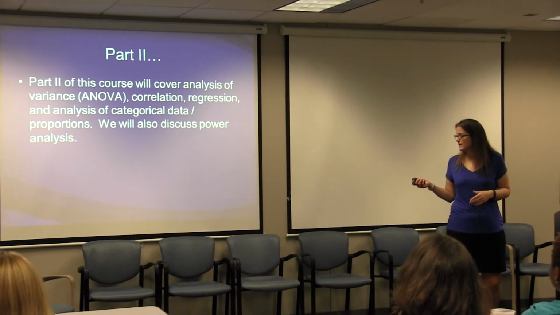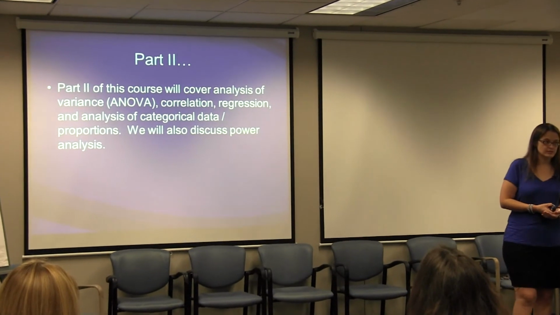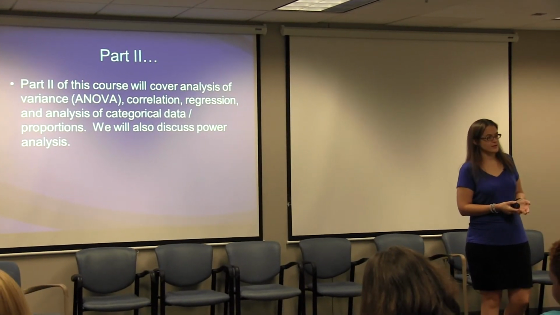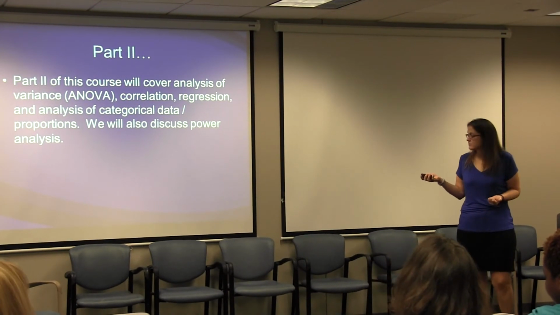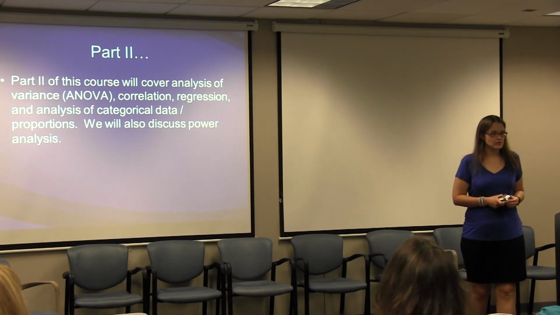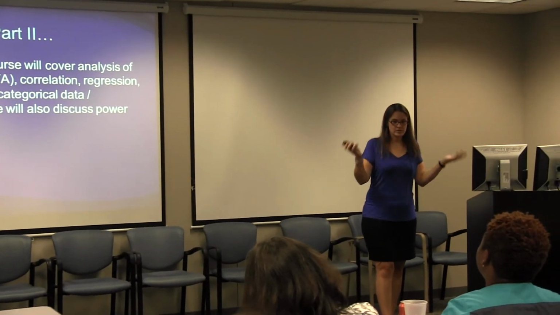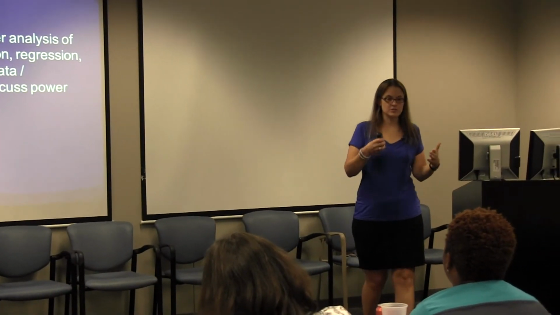And then in part 2, we'll get to a lot wider variety of statistical techniques. We'll talk about analysis of variance, or ANOVA as it's commonly called, and then correlation and regression. Regression is growing in popularity here at Carilion. More and more people are coming to me with issues and questions that fit a regression sort of structure. So we'll talk about that, and then also we'll talk about categorical data and proportions. That's a pretty common thing I see a lot of as well. And then we'll talk about power analysis. So there's a lot in part 2.